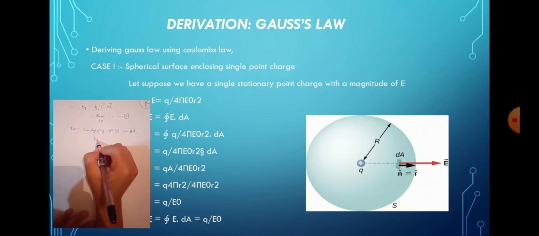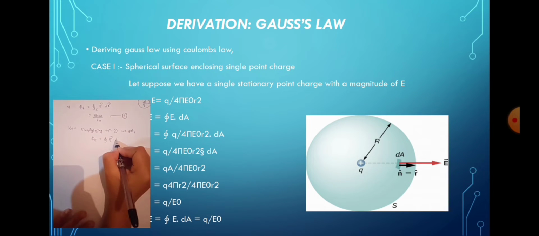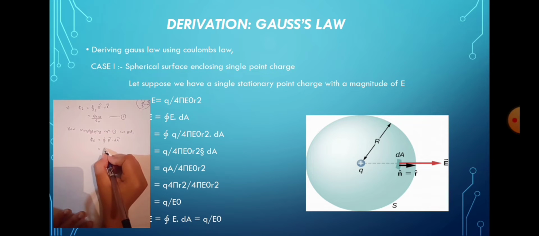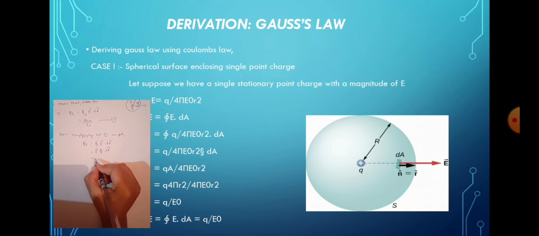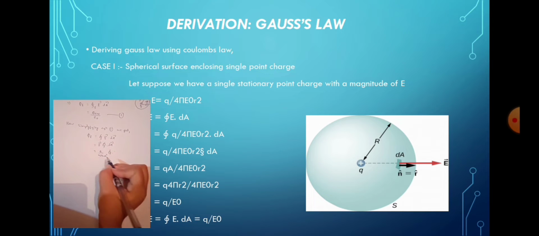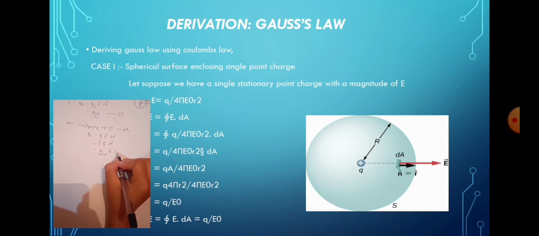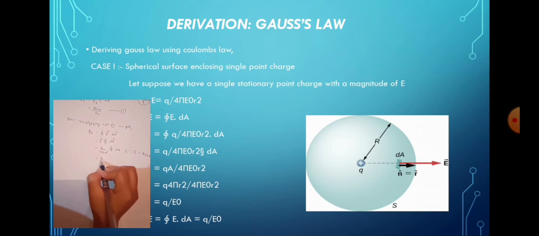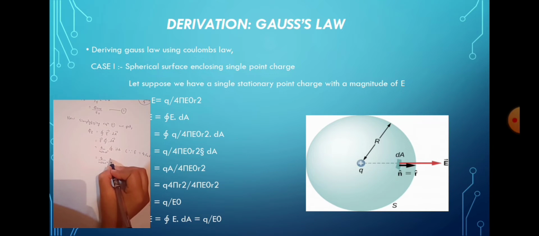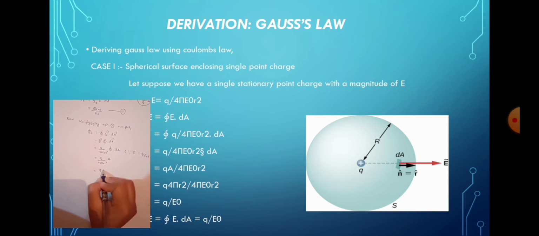net electric flux is equal to integration of E vector dot dA. Now E vector is a constant. E vector is equal to integration of dA vector. Now E will be replaced by Q by 4 pi epsilon naught r square. E will be replaced by Q by 4 pi epsilon naught integration of dA, since E is equal to Q by 4 pi epsilon naught r square. Now Q by 4 pi epsilon naught r square integration of dA is equal to A.